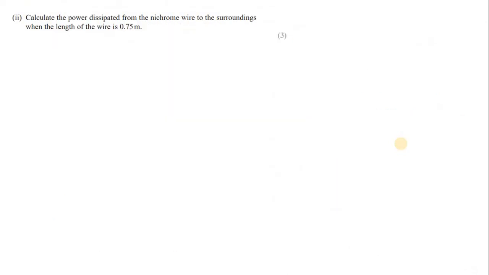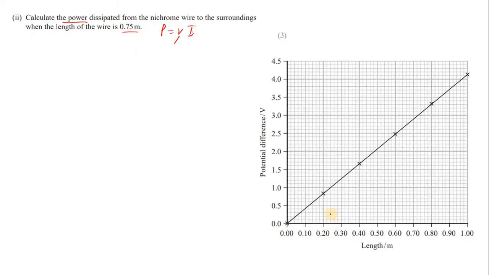Now you need to find the power. Straightforward, power is equal to voltage into current. We do not have voltage. We are giving only length. So we can use the graph and we can find the voltage corresponding to that length, 0.75. So 0.7, 0.8. This is 0.75, and here is the 0.75. So voltage corresponding to 0.75 is 3.1. So at length equal to 0.75 meter, voltage is 3.1.